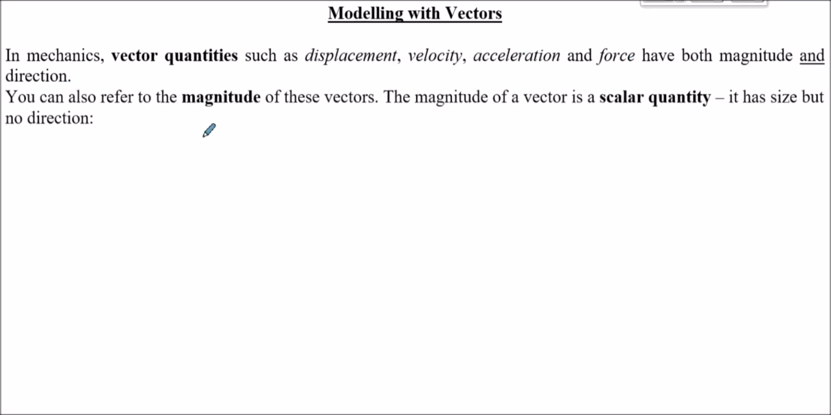You can also refer to the magnitude of these vectors. So the magnitude of a vector is a scalar quantity. So it's just a number. So 4, 5, 6, pi, whatever. So it has a size, but no direction as such. So speed is the magnitude of the velocity vector.